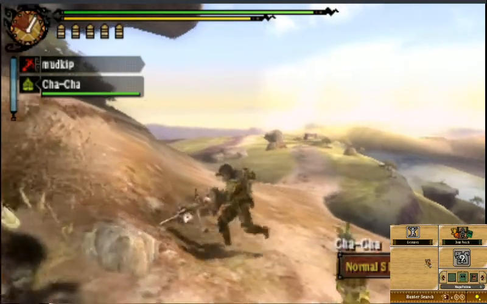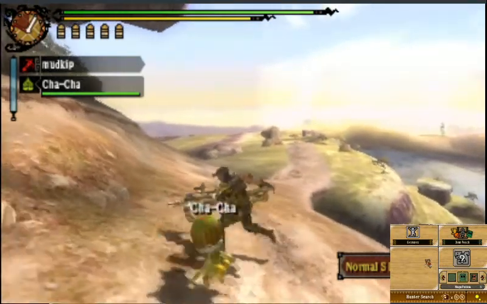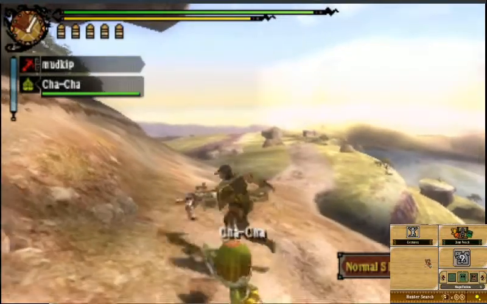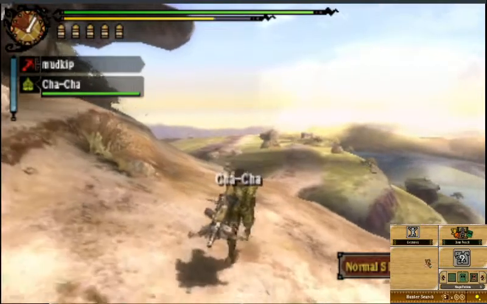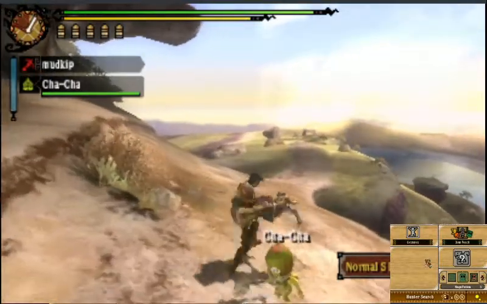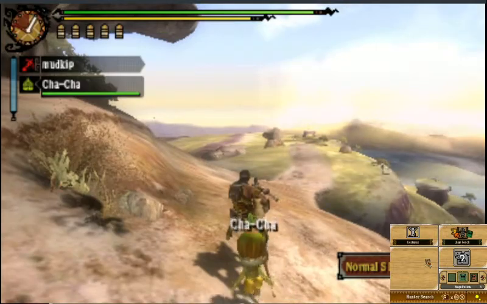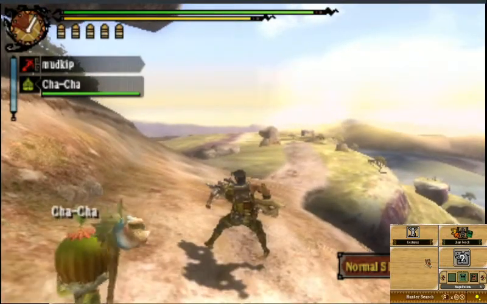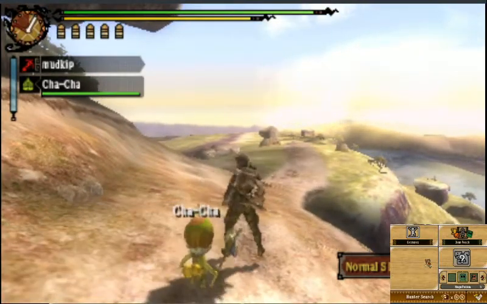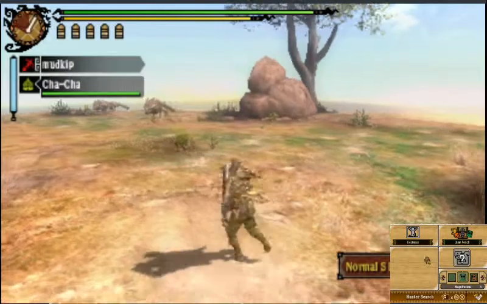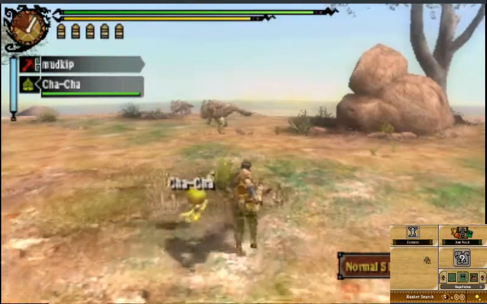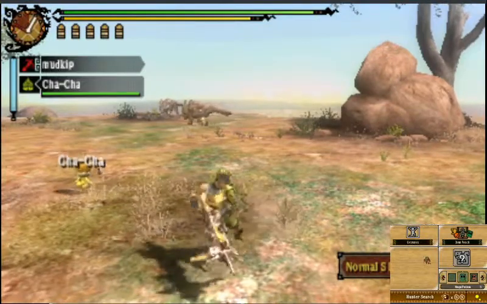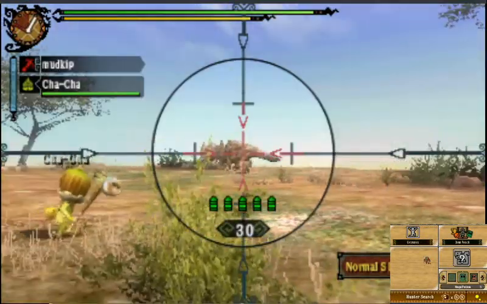So another key difference between the heavy bowgun and the light bowgun is that the heavy bowgun obviously moves much slower. You still have a respectable roll distance, but overall you are much less mobile than a light bowgun user. Right, so let me just quickly demonstrate us taking down this Renoclaw with the crouching fire. So right trigger.